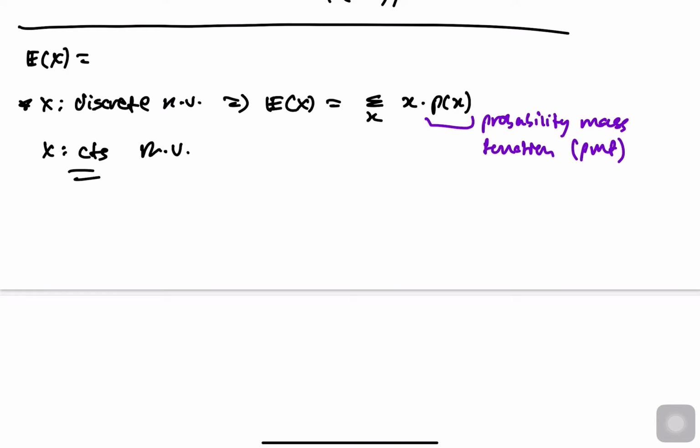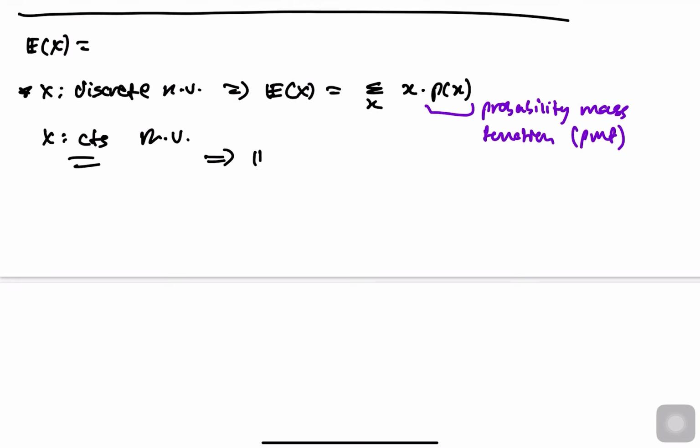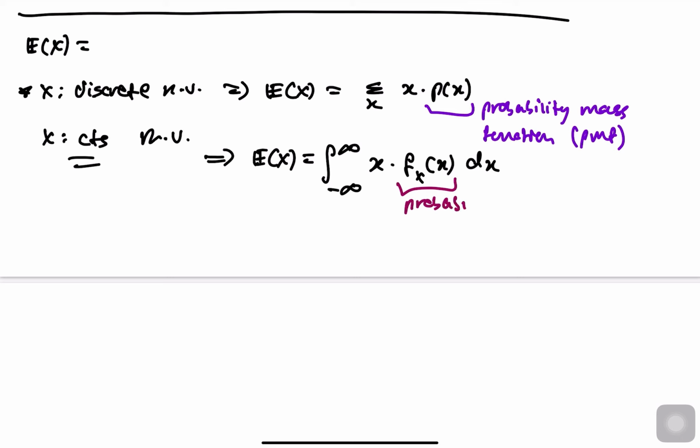If I have a continuous random variable, then my formula would be the expectation of x is equal to the integral from negative infinity to infinity of x times f_X of x dx, where this right here is your probability density function, or your PDF. So again, density is used when you have a continuous random variable. Now, everything else is quite straightforward.